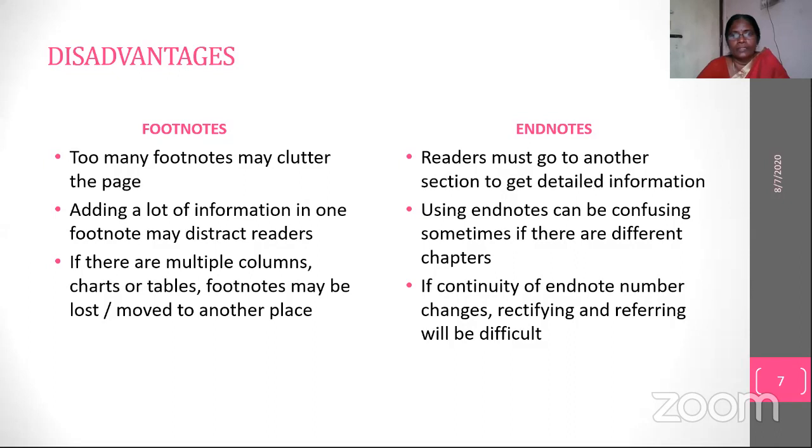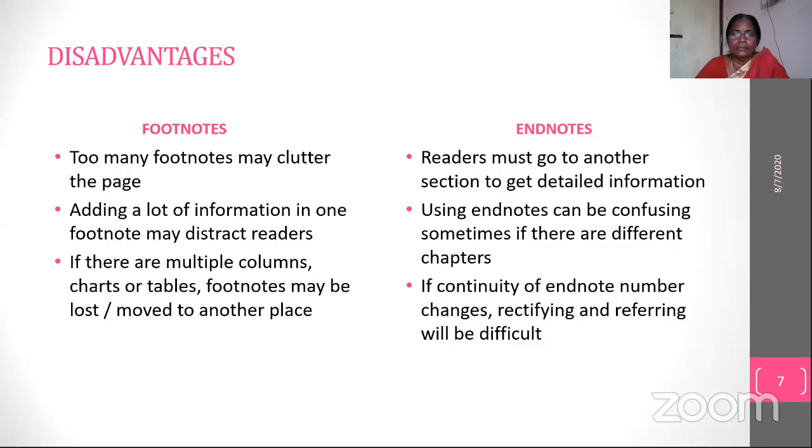And what about the disadvantages of endnotes? Suppose we are going to give the endnotes at the end of the chapter or at the end of the thesis or end of the research paper. Every time the reader should go to another section to refer to the references, the data. There must be an oscillation here and there. How to read? What about the footnote?